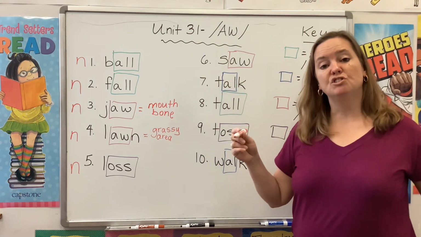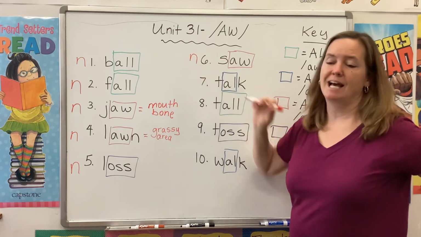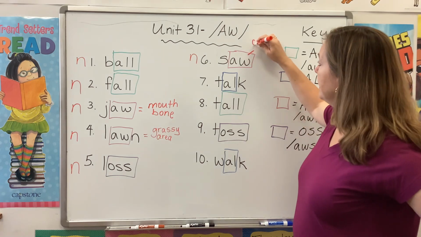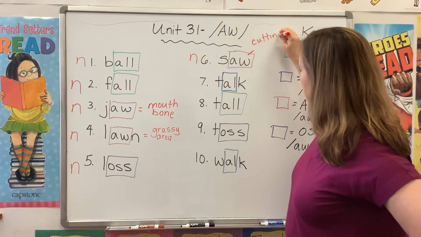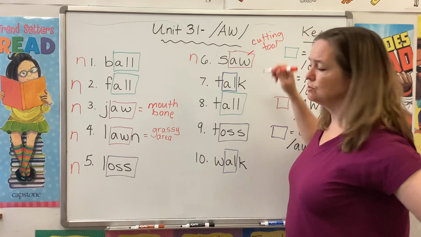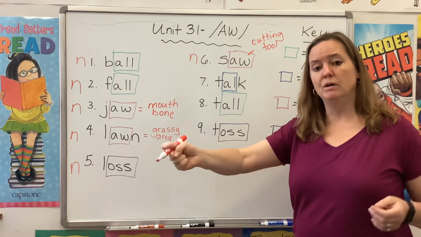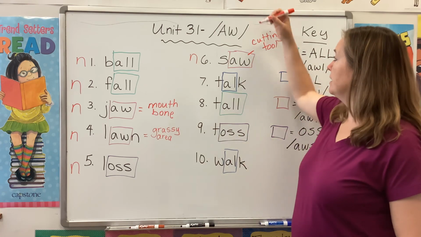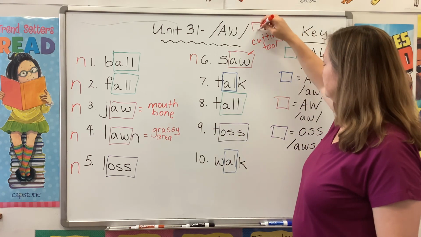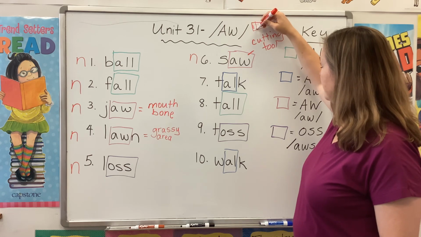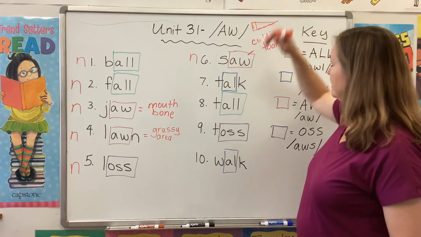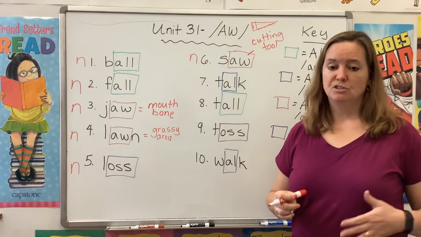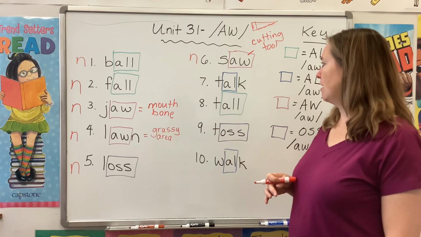Now, the word saw can be used as a noun if we're talking about the tool, right? A cutting tool. So if you're trying to cut pieces of wood, you might need to use a saw, okay? You can use one of these old-fashioned ones like this with the jagged teeth, and you slide it back and forth, or you could use an electric saw. You could use a chain saw.